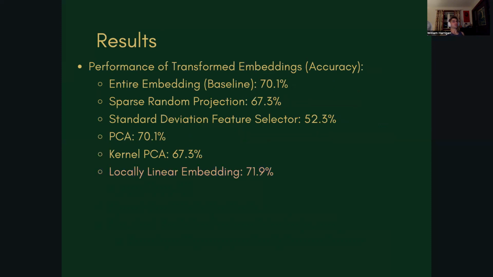So here are our scores, our accuracy. That's what I used as my way to score each feature selector. When I use the entire embedding, I got a 70.1% accuracy. And as you can see, my standard deviation feature selector did terribly, and the random projection got about a 67. So if you're randomly selecting features, you get 67%. And then PCA did better than kernel PCA, which I'm kind of surprised about. And then the local linear embedding got about a 72%, which is our highest score.